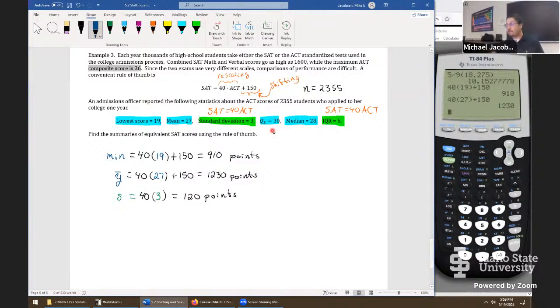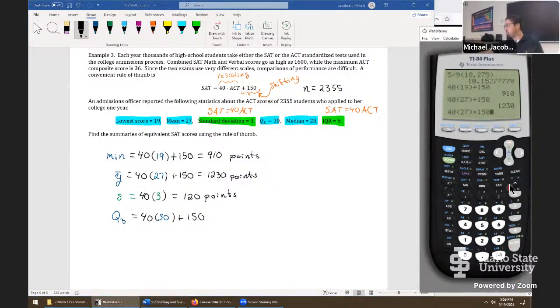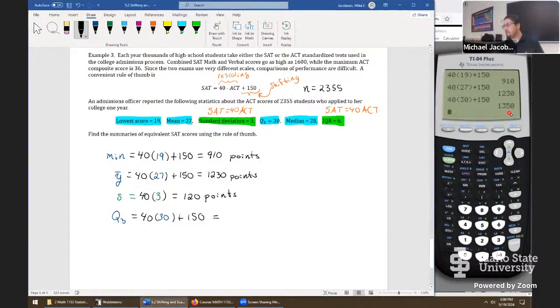Next up, quartile 3 is 30. So this will be equal to 40 times that ACT score, which is 30. But this time it's a measure of position, so we use the full formula. The shifting portion plus 150 has to go in. And this is not a hard one to calculate, but it's a Thursday on a night class, so let's treat ourselves to a calculator. I'm not the best at mental arithmetic, especially when it's late at night. So 1350 is the points for the third quartile.